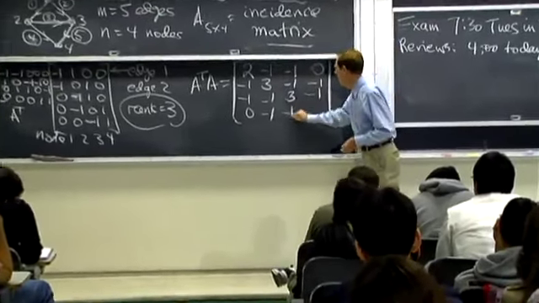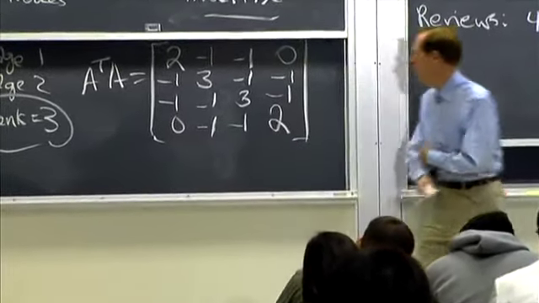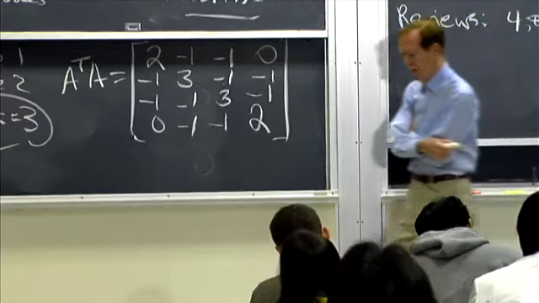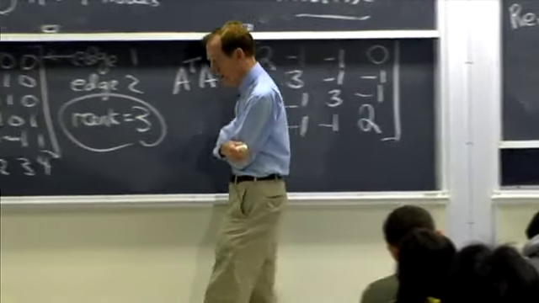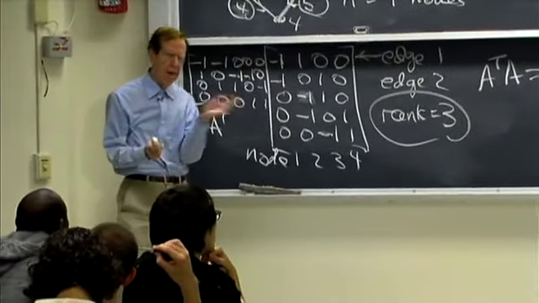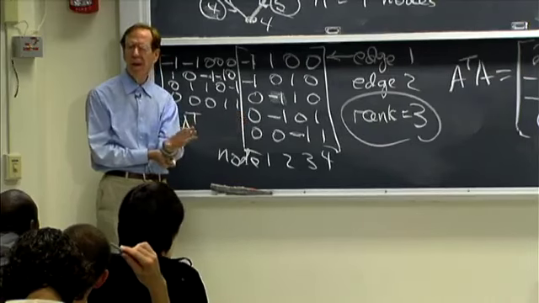-1 there and a -1 there. And what do you expect here? 2. And so now I have my matrix, the A transpose A matrix, and it's square and it's symmetric. Now I ask you, is it positive definite or is it only semi-definite?